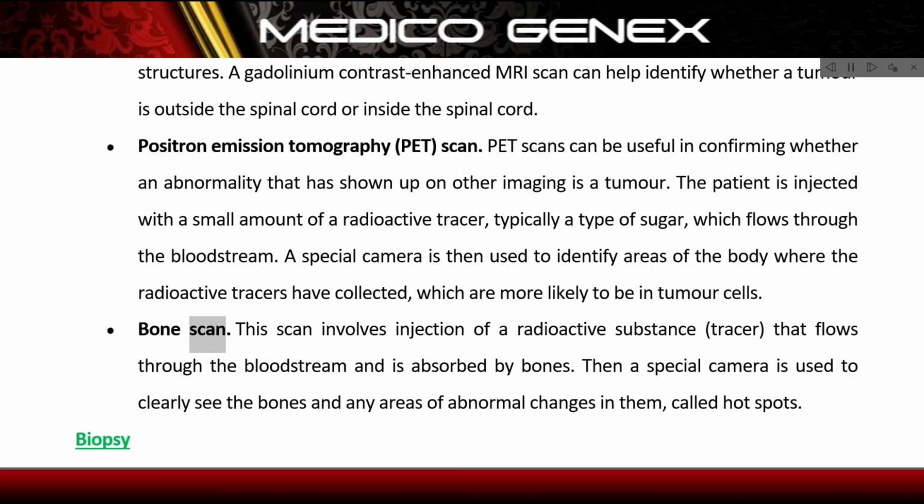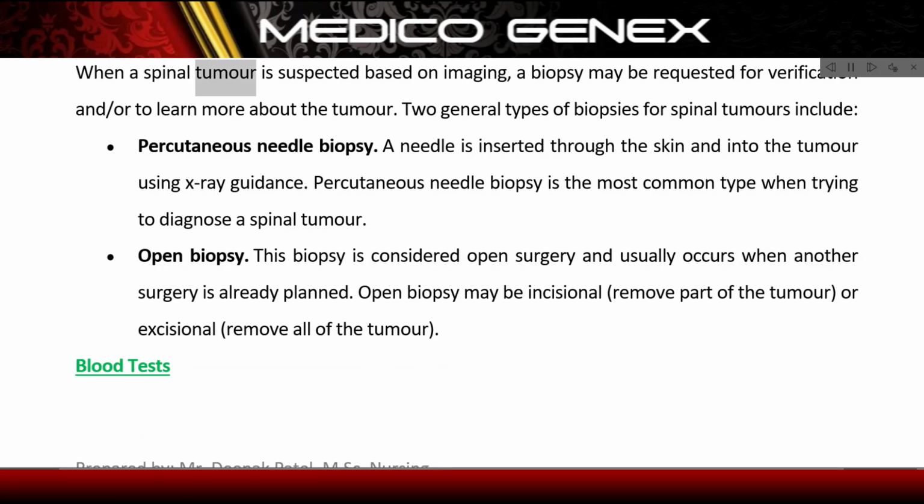Bone scan. This scan involves injection of a radioactive substance, tracer, that flows through the bloodstream and is absorbed by bones. Then a special camera is used to clearly see the bones and any areas of abnormal changes in them, called hot spots. Biopsy. When a spinal tumor is suspected based on imaging, a biopsy may be requested for verification and/or to learn more about the tumor.